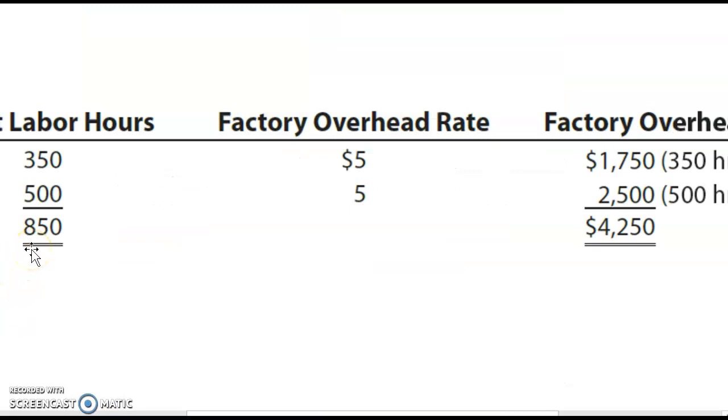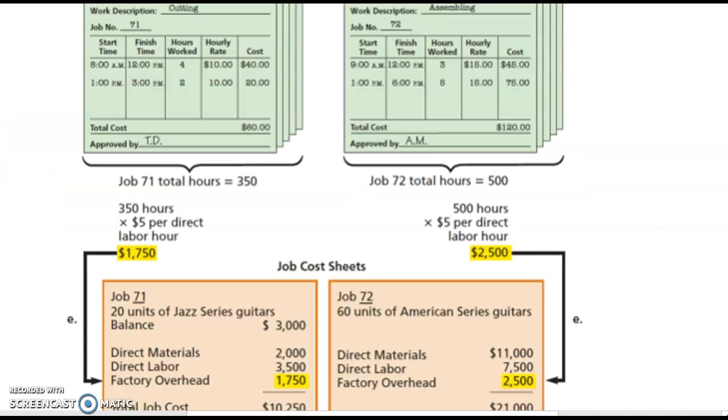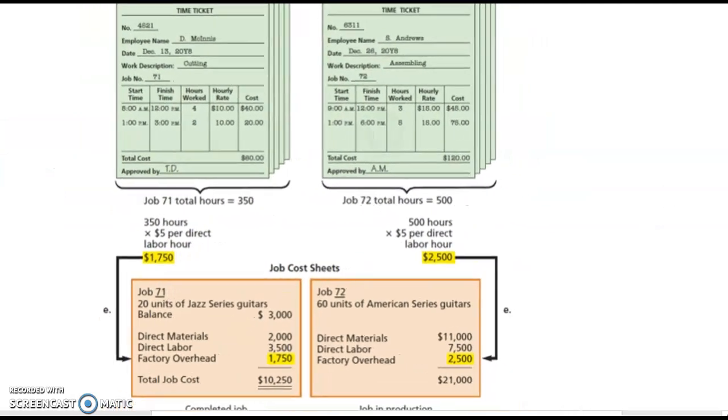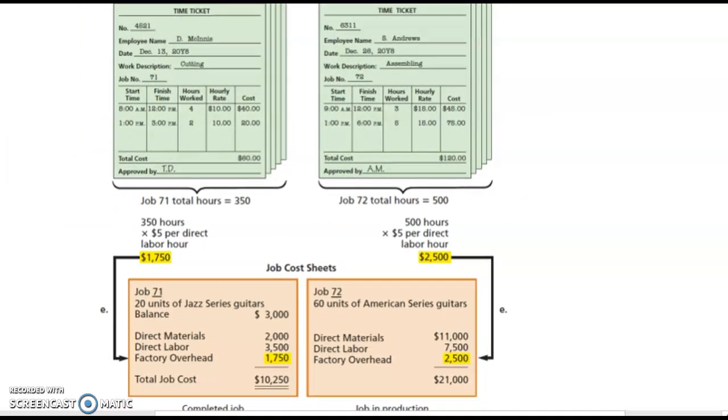Okay? And just to make sure that we understand, when it says apply the factory overhead rate, you're going to multiply your rate, which was the $5, times your actual quantity. So our actual quantity here was 350 hours, and our actual quantity over here was 500 hours. So to apply the rate, you multiply it.